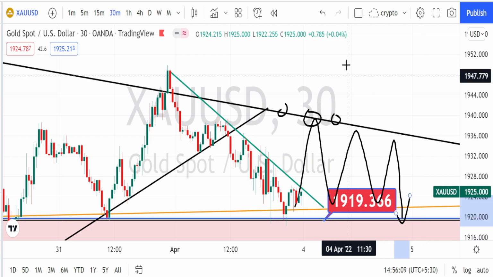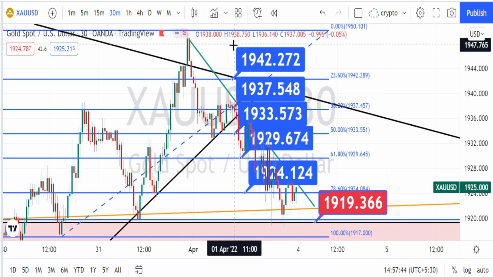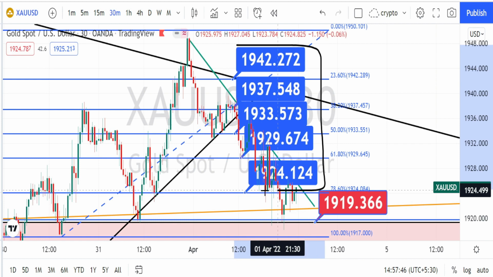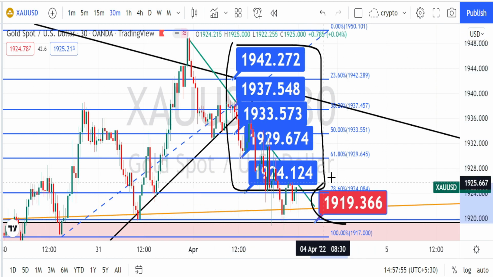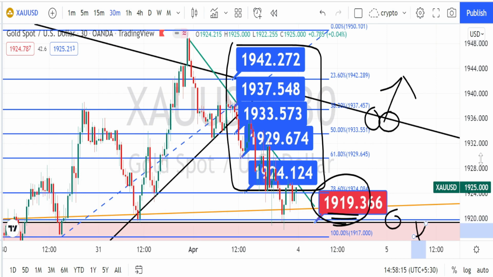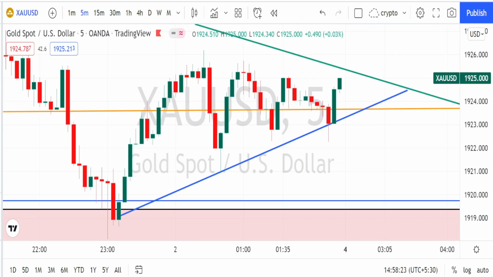Let us mark the support and resistance levels. So these are all the resistance and support levels for 30 minutes time frame. Let us wait and see if the price action breaks this support level or not. Let us do the analysis in 5 minutes time frame. I am in 5 minutes time frame now. I have drawn one more support line for the 5 minutes time frame.